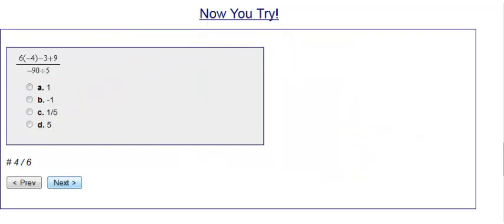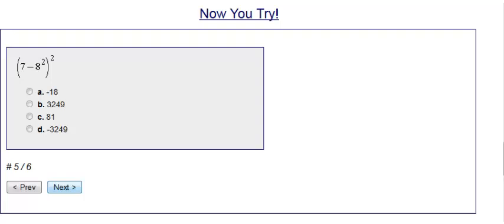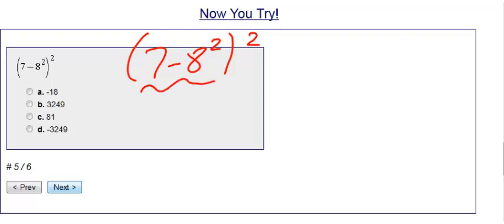Number 5. We have 7 minus 8 squared, all squared. So order of operations, we do parentheses first. Here's our parentheses. So I look inside of the parentheses. We have to do exponents before I do subtraction. So 8 squared, I get 64. So now I still have 7 minus 64 squared.